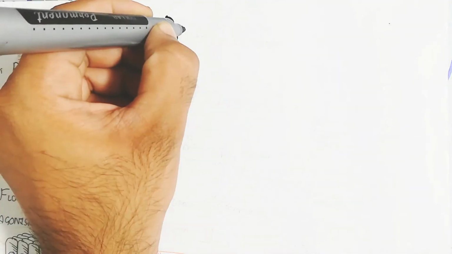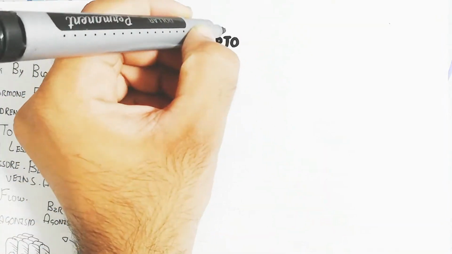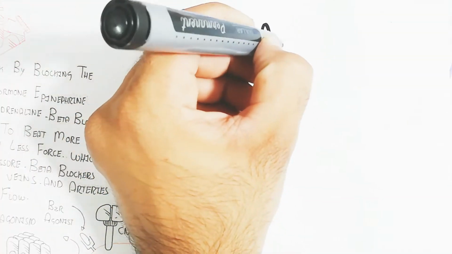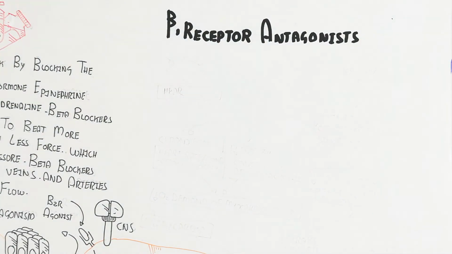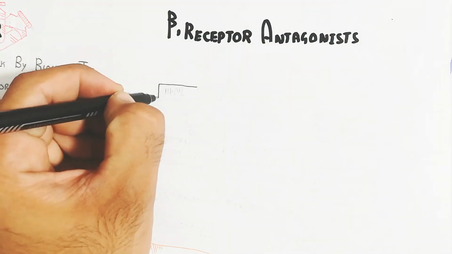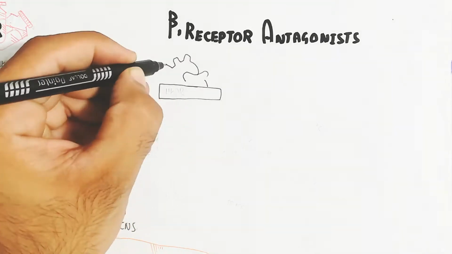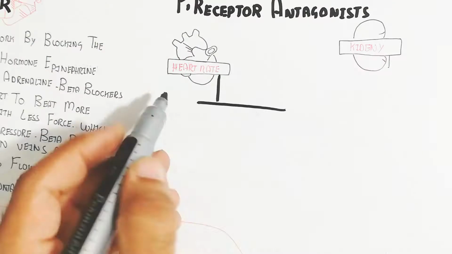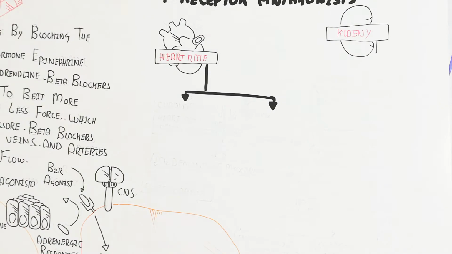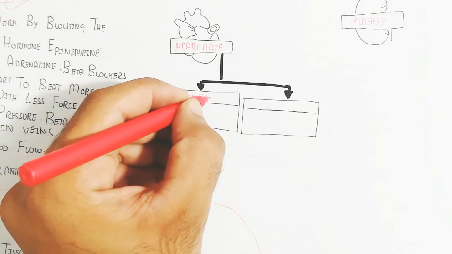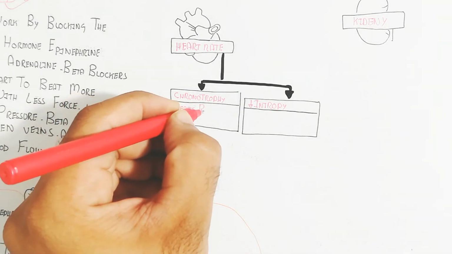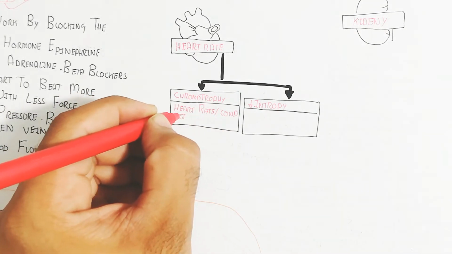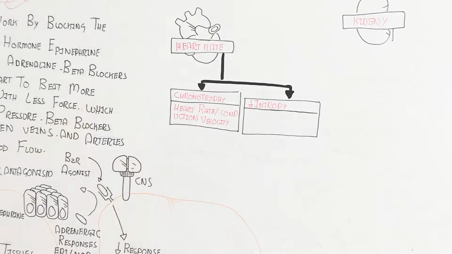Anyhow, let's begin to understand the beta 1 receptor antagonist. What is the working of the beta 1 receptor? It will target the kidney and heart rate. So it targets the heart, and it targets differently the chronotropy and the inotropy.